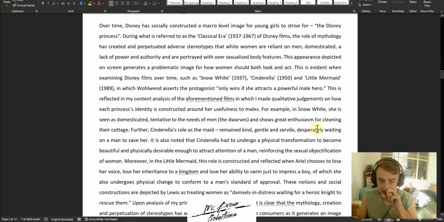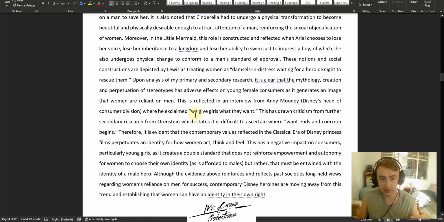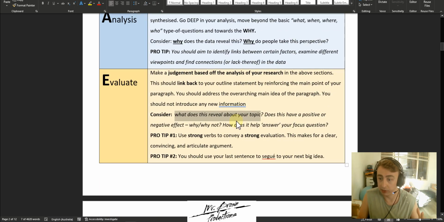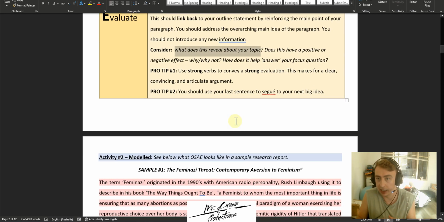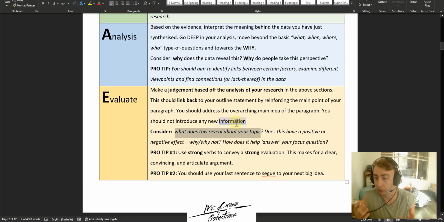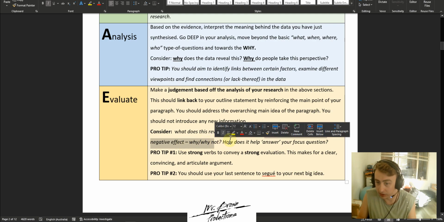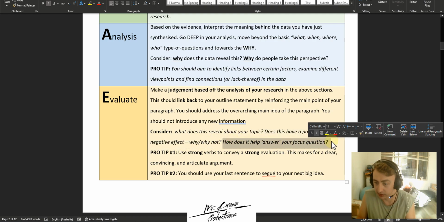So if we're looking at the Disney princess here, what does this concept that women need to be relied on by men, that Disney producers have clearly orchestrated and created, what does that reveal about our topic? What does that reveal about how Disney view women and view young women? What does it reveal about the message that they're sending to their audience? Does this have a positive or negative effect? Why or why not? How does it help you answer your focus question?